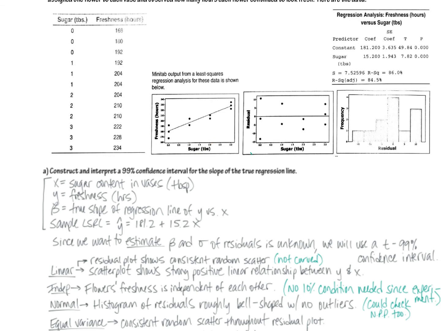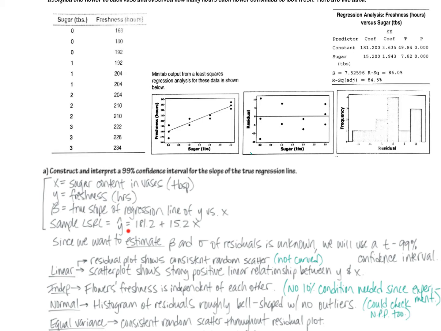And then the sample LSRL is the last thing that you need to have in your defined stuff. So there's 4 things to define: x, y, the beta, and the sample LSRL. So remember, this number is your y-intercept and this number is your slope. And make sure you've got a y hat on your y. That is really important. Here's our introduction sentence.